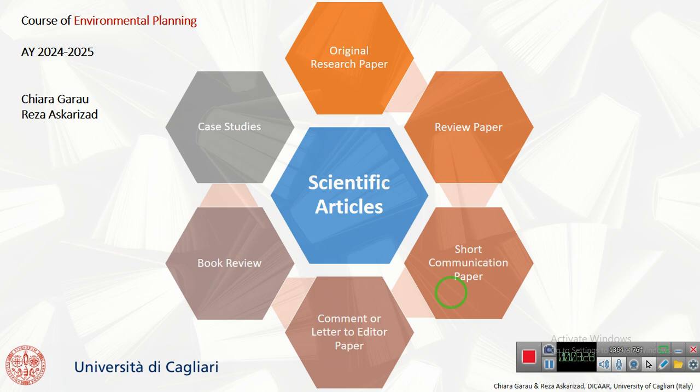The other categories of scientific articles include the short communication paper. For example, if an original research paper consists of 8,000 or 10,000 words, a short communication paper will be limited to 2,000 or 4,000 words. Depending on the journal, it can be different. We have a comment paper or letter to the editor, a book review paper, and case studies, and each category has its importance. But as I told you, the first one, and after that the second one, are the most important types of articles that we can write and submit to academic journals.